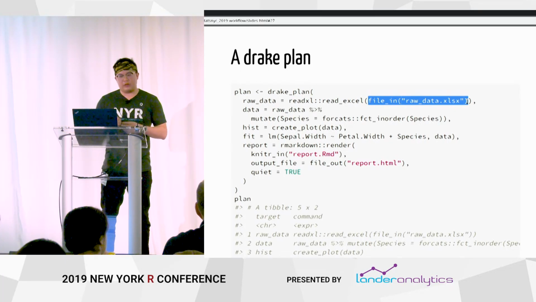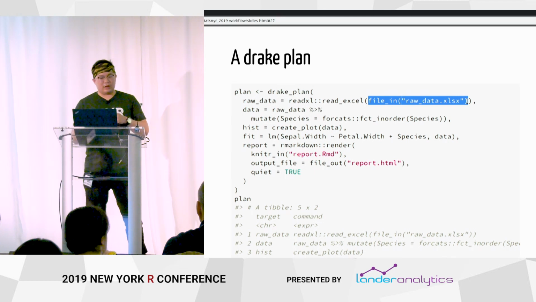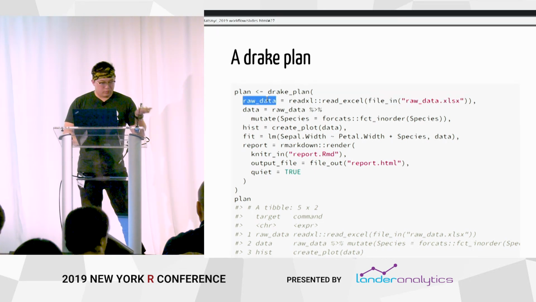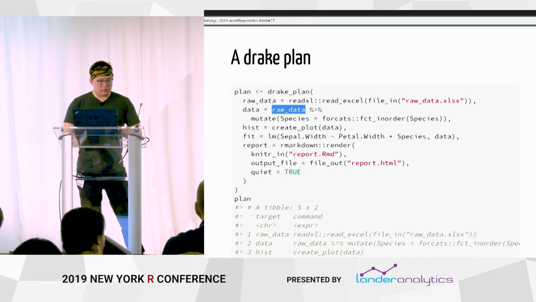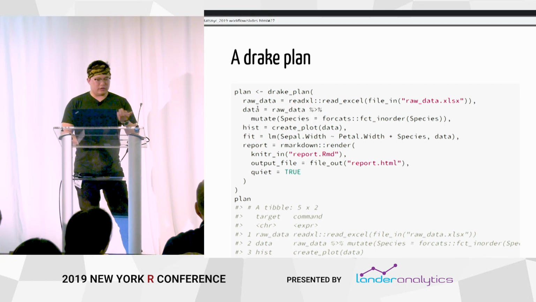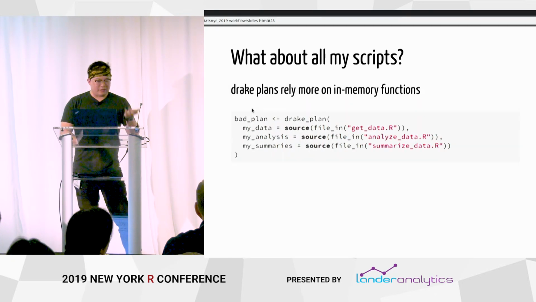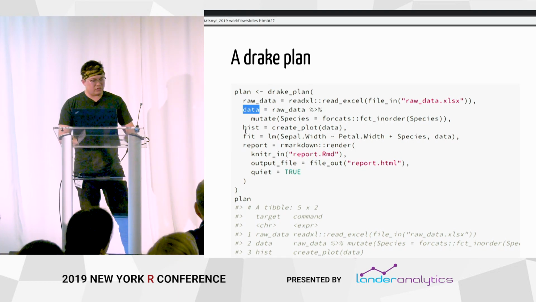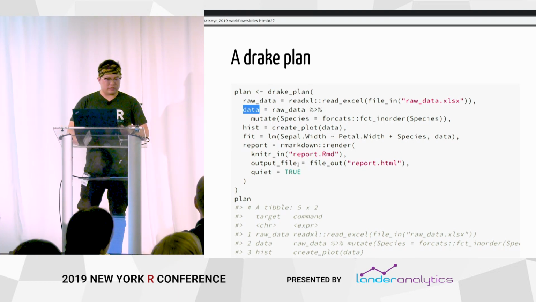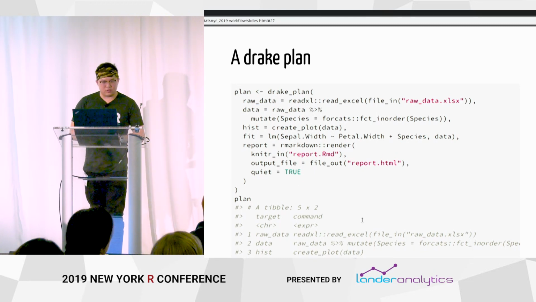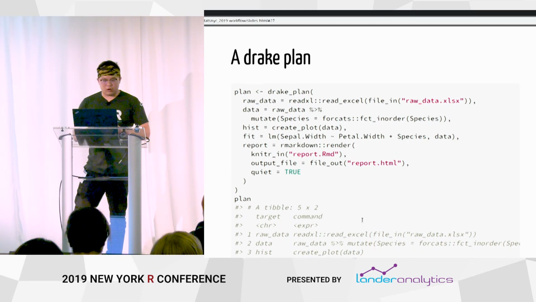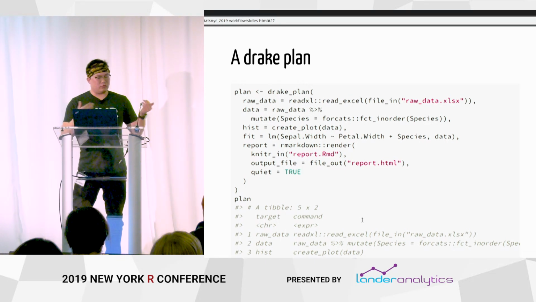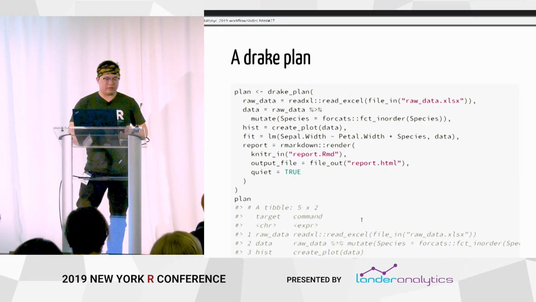Just like how I drew out that thing, file_in is saying this is a file input. And this raw data is now the input for this mutate function, and it's called data. And then data here is now the input for the next piece, which is called hist. And all of that eventually feeds into this knitr report. And because data frames are such a fundamental piece of the R language, you get a Drake plan that's really a data frame that you can analyze, that tells you for a given target, this is the expression.